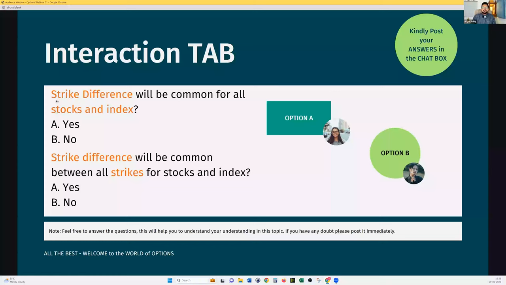The strike difference will be common for all stocks and indexes. Obviously, your answer is going to be no, right? Superb. It's not going to be common. The strike difference will be common between all strikes of a stock or index. Yes, the strike difference will be common for all strikes of a stock as well as an index.